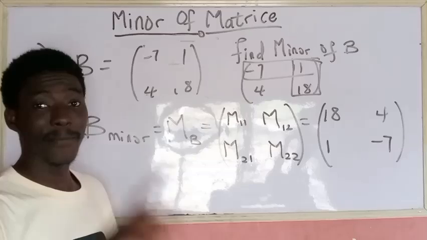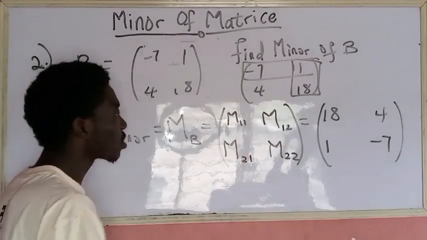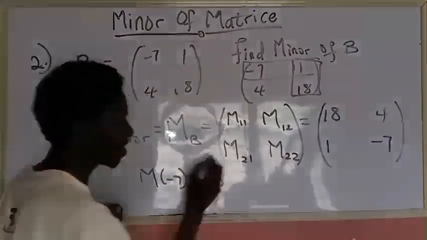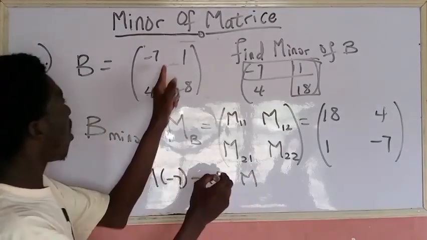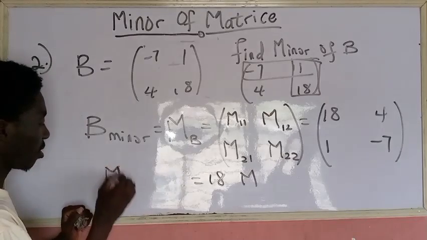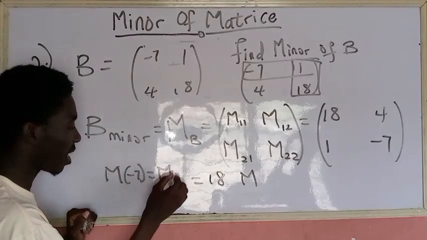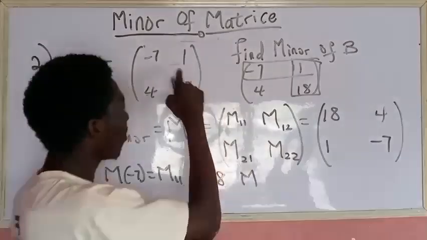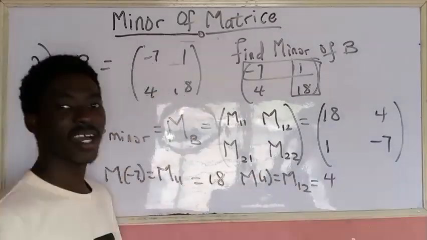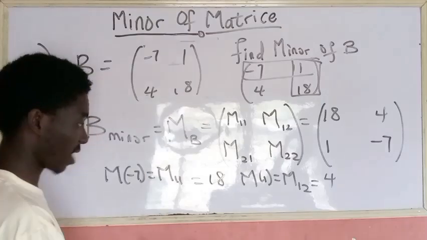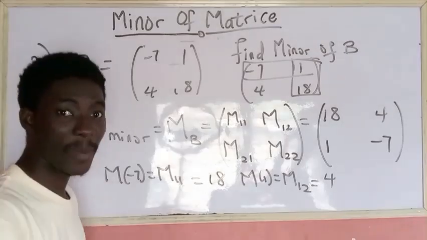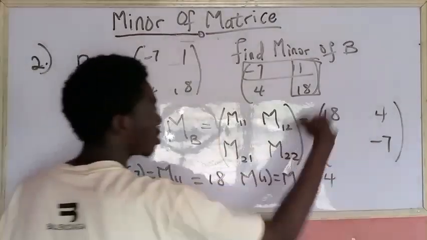And also they can ask to find the minor of an element. So if they ask to find the minor of minus 7, that is equal to 18. Can you see that? The minor of minus 7, which is the same as M11, is equal to 18. The minor of 1, also known as M12, is equal to 4. So they can ask to find the minor of a particular element, and you just replace the value like this, and that will be your answer. But the minor of a matrix is all of this.